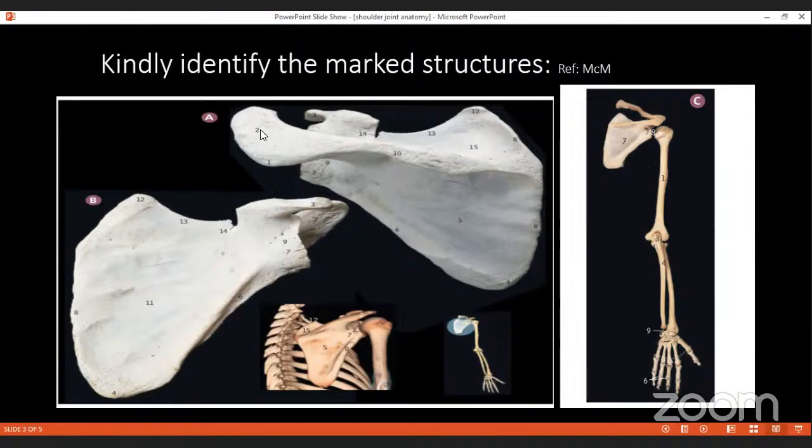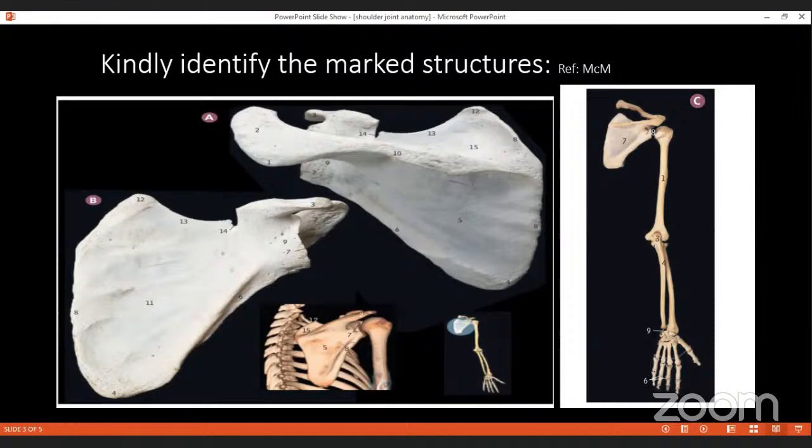In picture A, what is 2, please? That's the acromion process, ma'am. What is 15? Supraspinous fossa. And what is 5? Infraspinous fossa of the dorsal scapula. And on picture B, what is 11? The subscapular fossa, the subscapular surface.